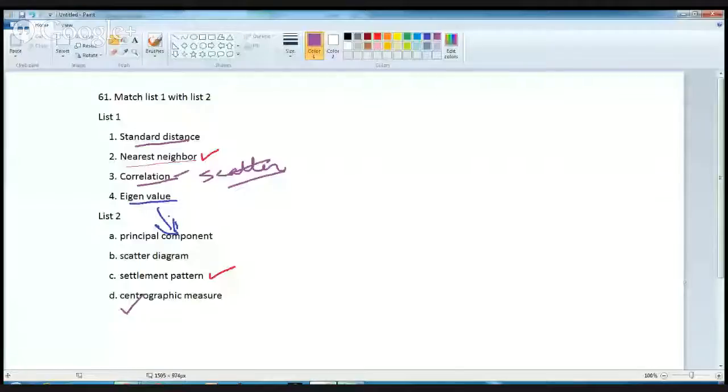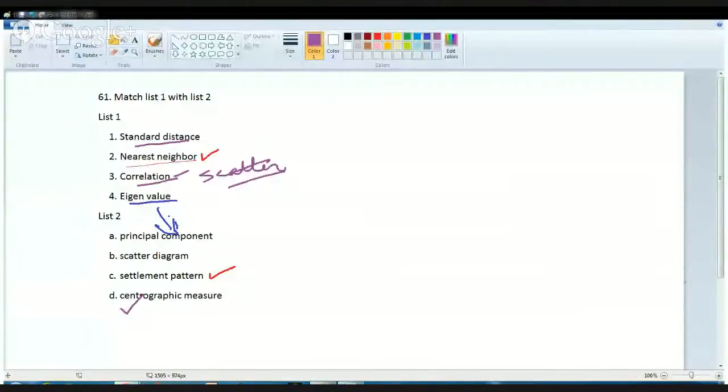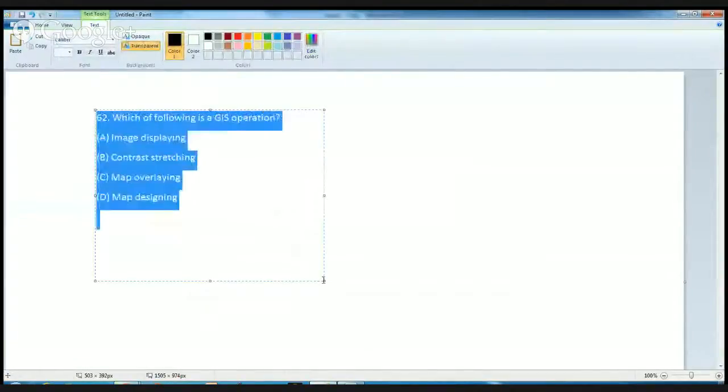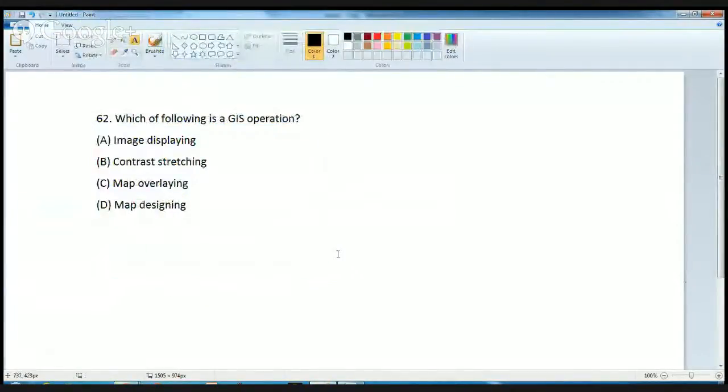Now the next question here is, we'll just move on to the next question. The next question talks about which of the following is a GIS operation. Now you have a list of a few things and you have to find out which of the following is exactly working as a GIS operation.